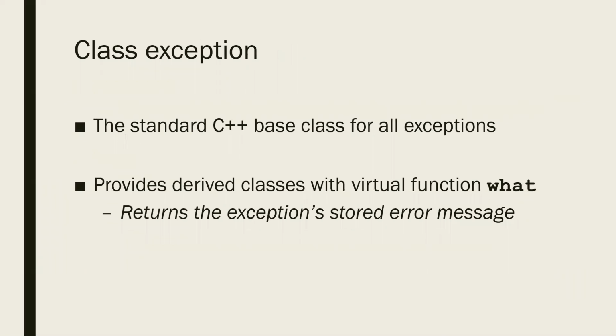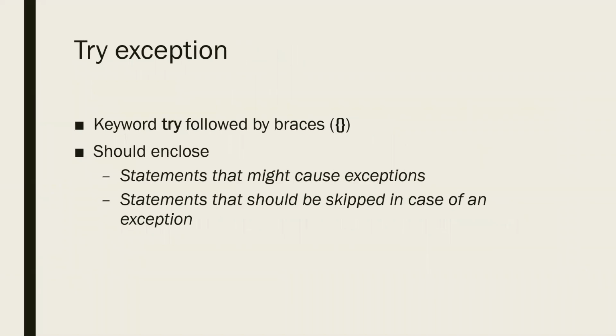Now, let's talk about the class exception, the standard C++ base class of all exceptions. This provides derived classes with the virtual function what, which returns the exception's stored error message. Next is the try block. The keyword is try and is followed by braces. It should enclose statements that might cause exceptions, statements that might be skipped in case of an exception.